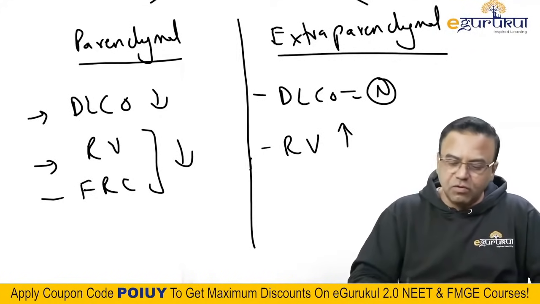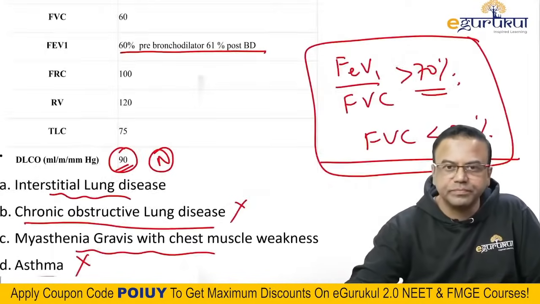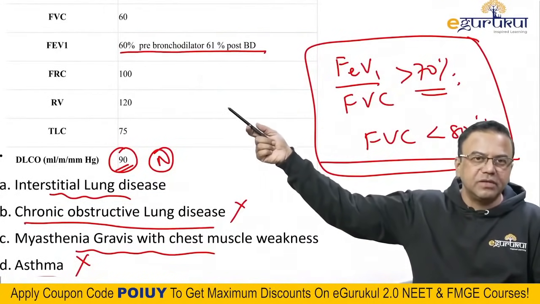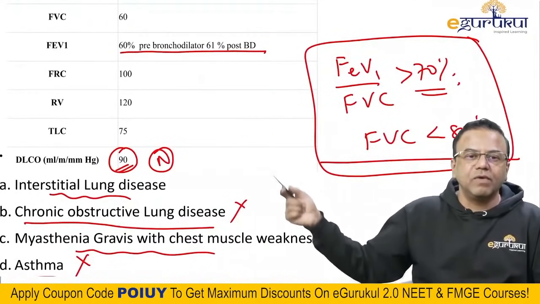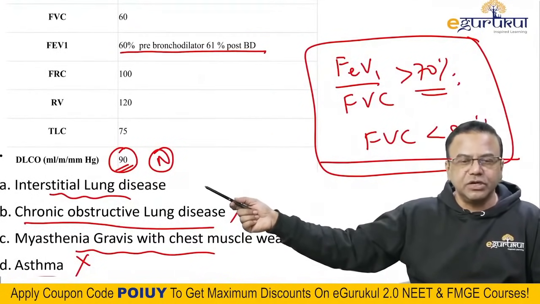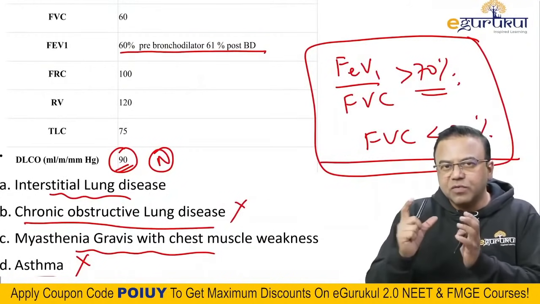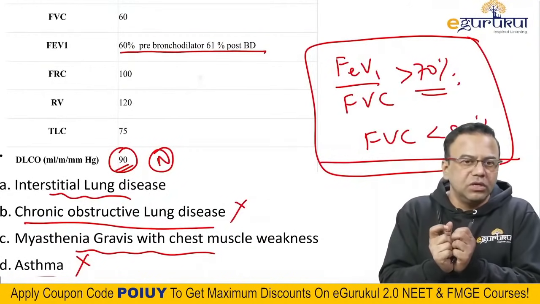Here, look at the residual volume. Residual volume is 120%. 120% means it is above, and residual volume 120% can't be possible in interstitial lung disease. So you can rule out interstitial lung disease because thick alveoli will squeeze more air out. Residual volume should be low. It's not low, it's high.